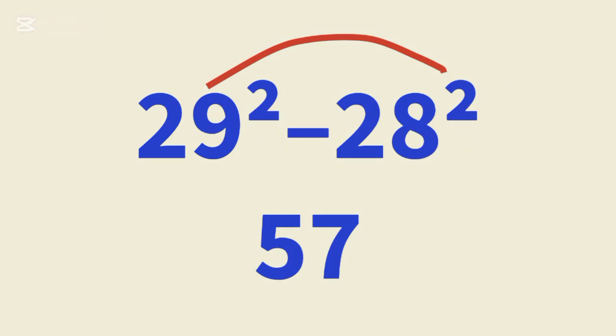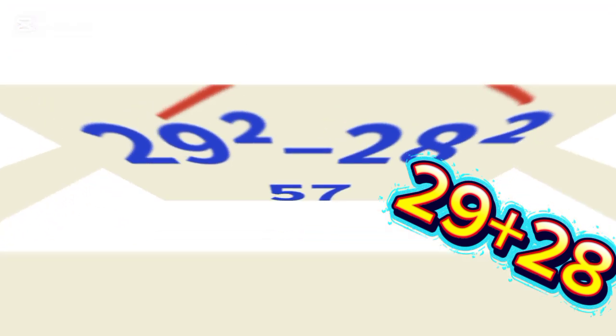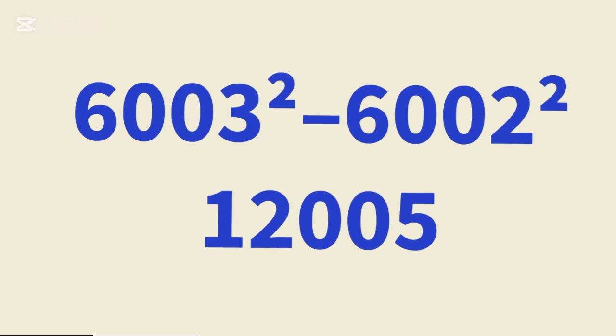Few more examples. 29 square minus 28 square, just add 29 and 28 and you will get 57. This is a simple and easy way to solve the bigger values, and you will get rid of the calculator if you carefully analyze and observe the values, and you will find the solutions.